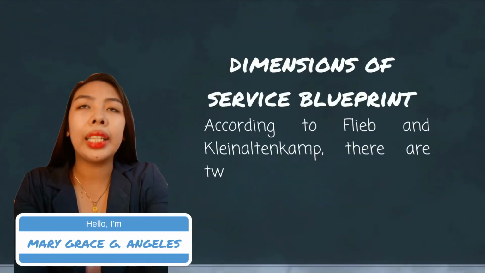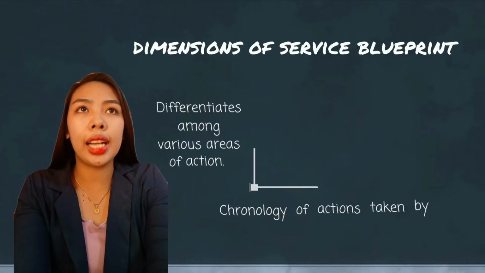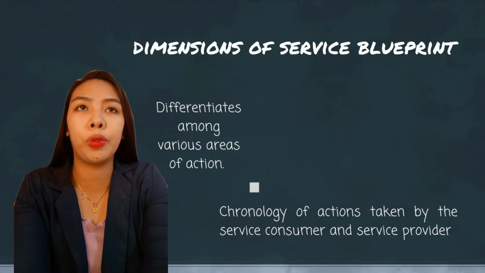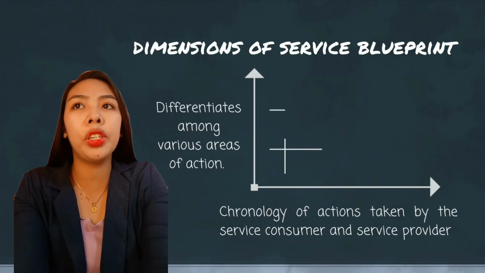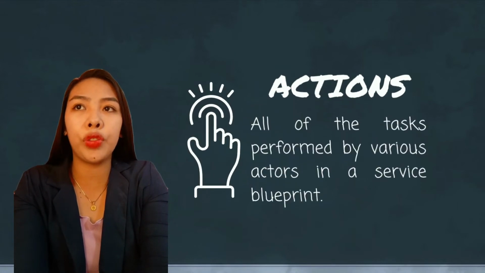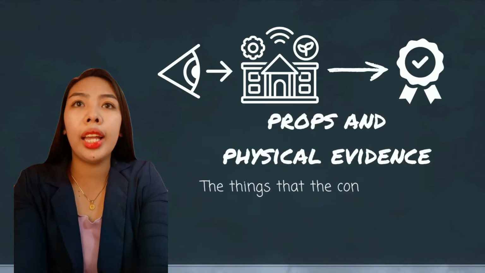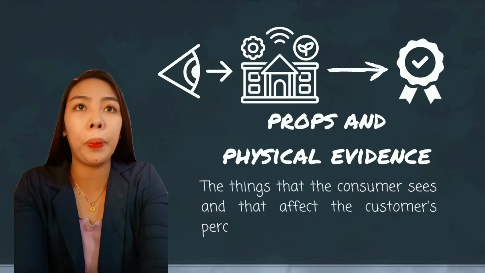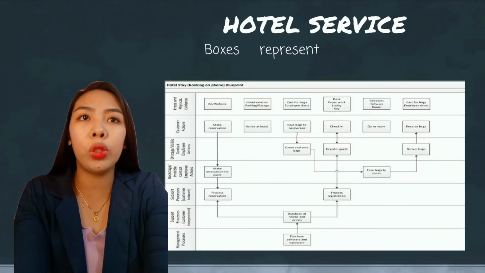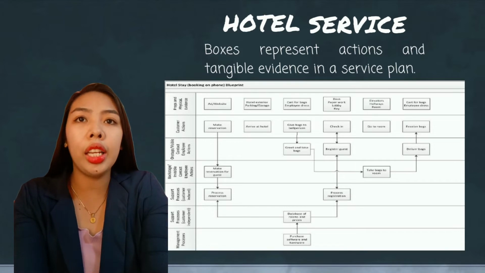According to Shostack and Kingman-Brundage, there are two dimensions of a service blueprint. The horizontal axis reflects the chronology of actions taken by the service consumer and service provider. The vertical axis differentiates among various areas of action. Actions refers to all of the tasks performed by actors in a service blueprint. The things that the consumer sees and that affect the consumer's perception of service quality are called props and physical evidence.